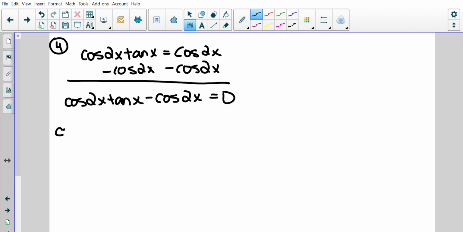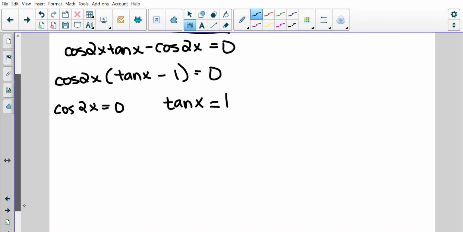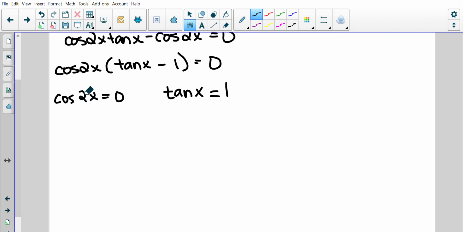And then the cosine 2x ends up becoming a GCF, so I'm going to take it out. I would be left with tan x minus 1. And then you just set each factor equal to 0 and you solve. So this would be equal to 1. Okay, so now for the cosine 2x equals 0, again, I have a double angle there. So I'm going to go ahead and let a equal 2x, so I can just solve cosine of a equals 0.